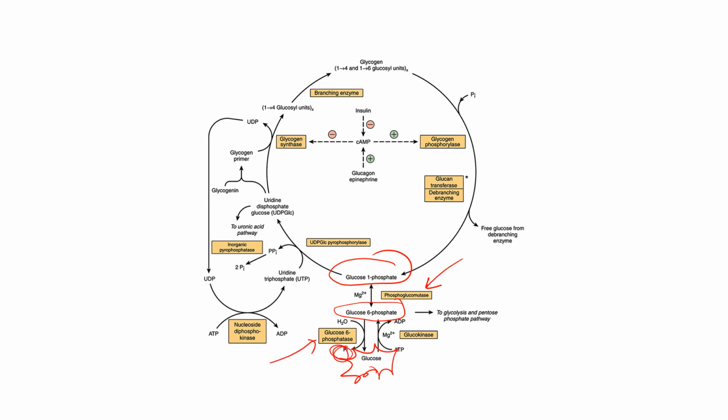The enzyme is found in liver and kidney cell membranes and also in intestinal cells' endoplasmic reticulum, but not in muscle cells. That is, muscle cell cannot release glucose to the circulation, tetapi for liver, kidney and intestine, they can.